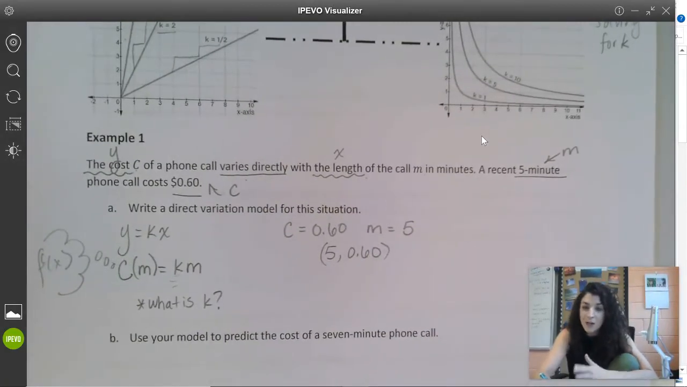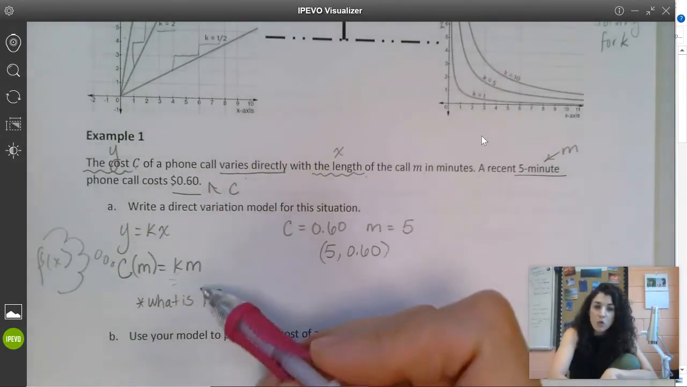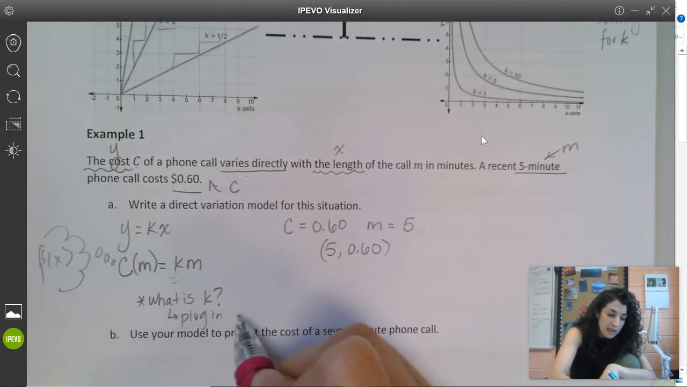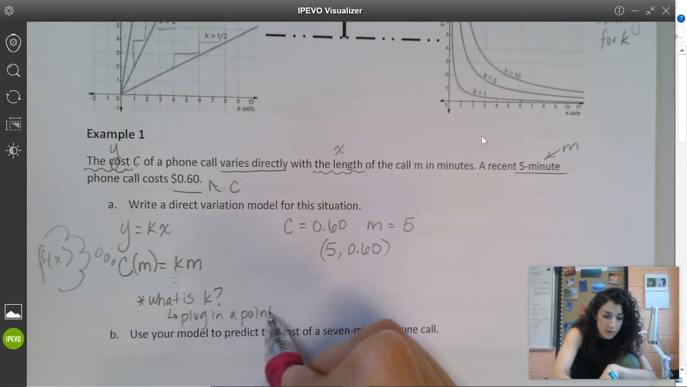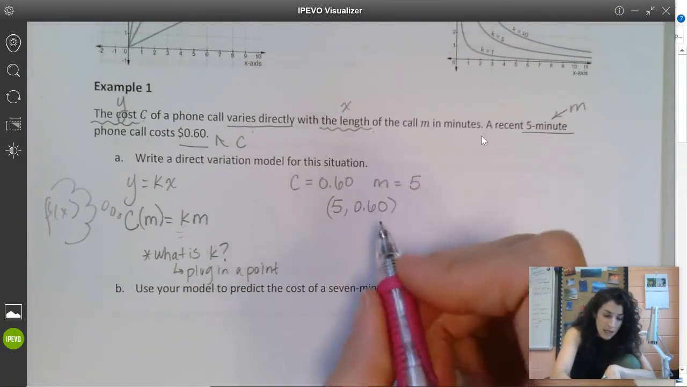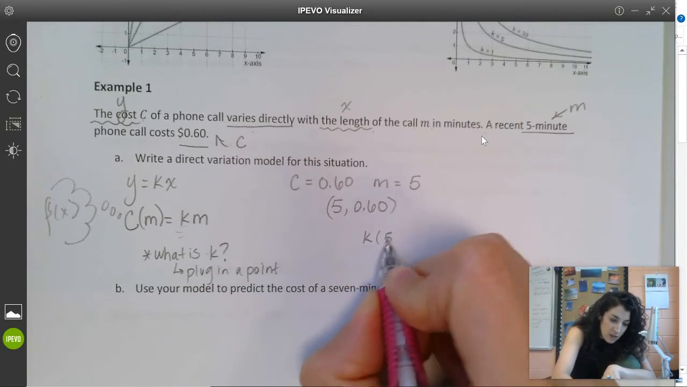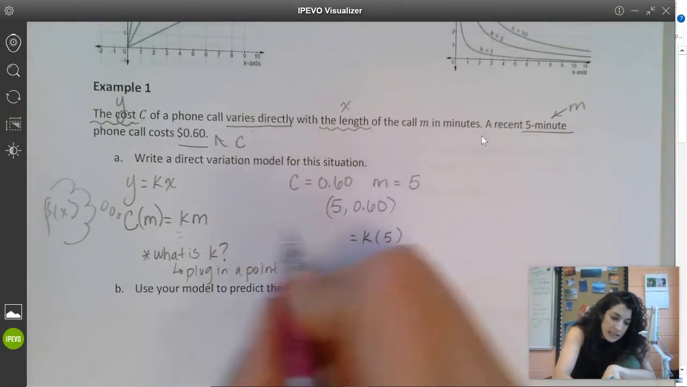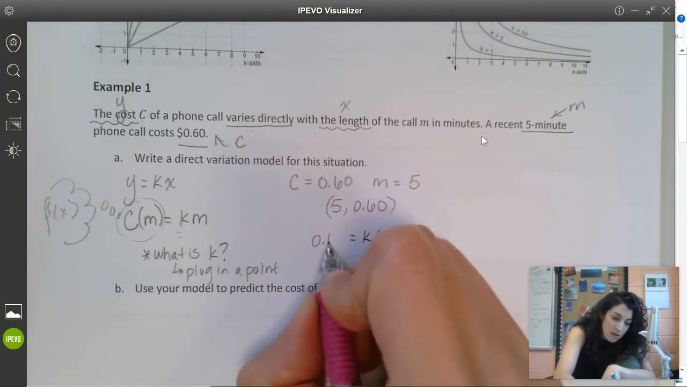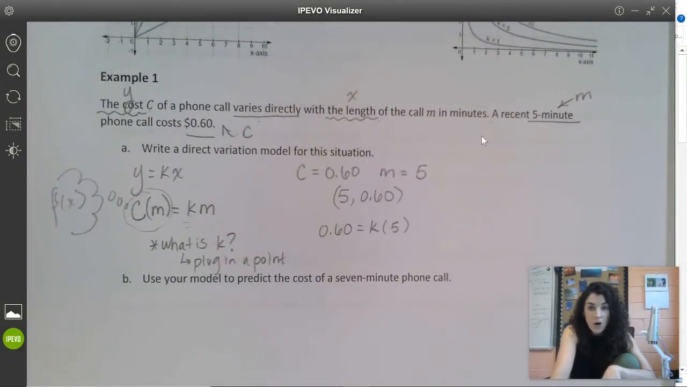It's a point. It goes into the formula. In order to solve for K, I have to plug in a point or an ordered pair. So if I plug in 5 for minutes, K times 5 equals 60 cents for cost, right? That whole thing means cost. I can go ahead and solve for K.